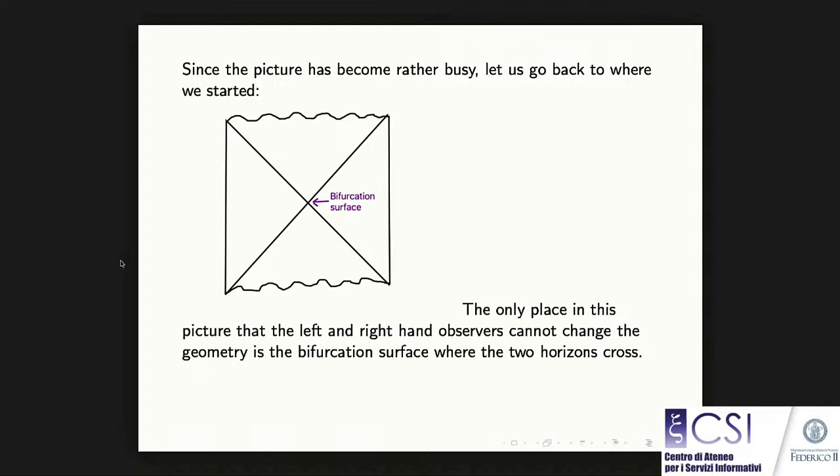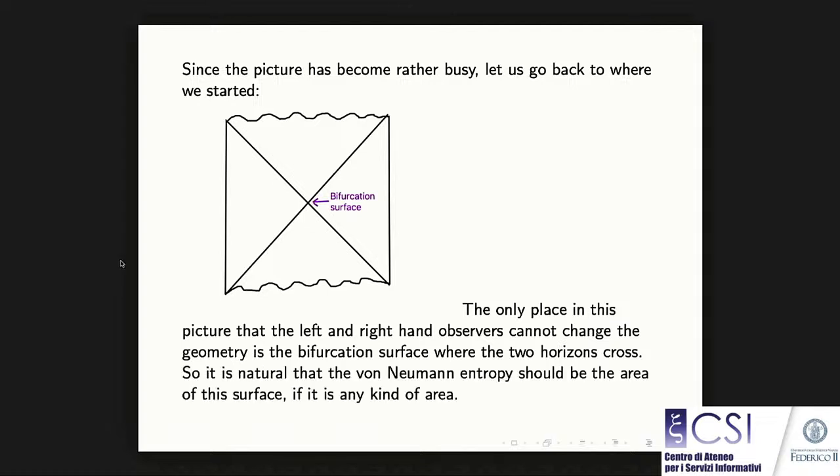But when the two observers start changing the space-time, what they don't change is the bifurcation surface. So it's natural that the von Neumann entropy should be the area of the surface, if it's any kind of area.